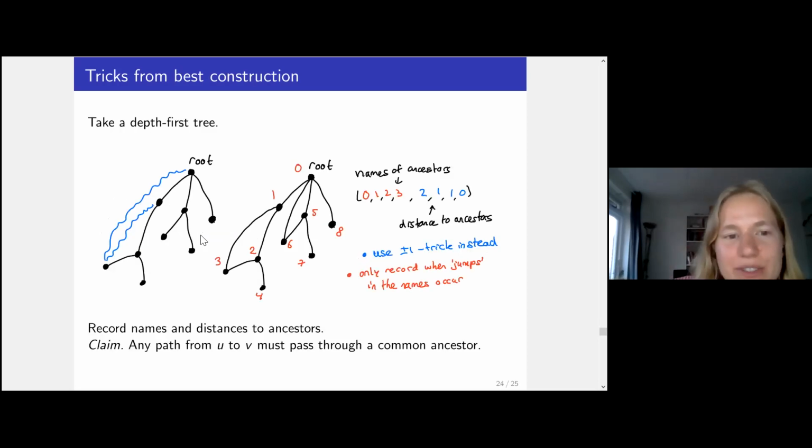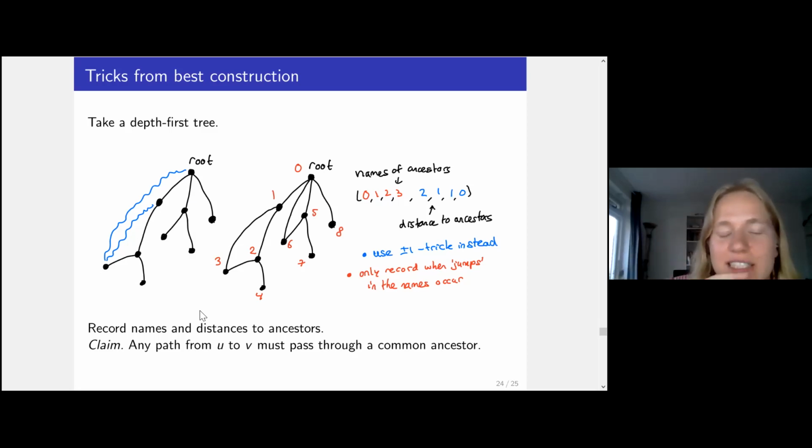And for general graphs, what we end up doing is we take a depth first tree. So what's good about depth first trees? Well, each vertex can only be adjacent to something on the path from itself to its root. So for example, if I take a vertex here and a vertex here, then whenever they have a path to each other, it must go via something on this path. And there can't be direct edges from this one to that one. It needs to go through a common ancestor.